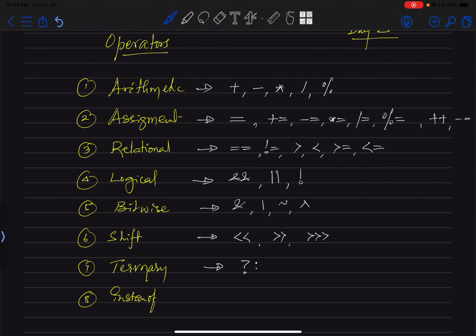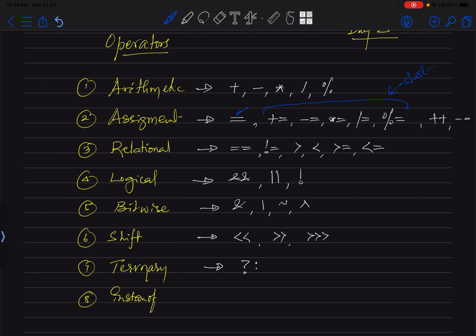Okay, let's move on to the assignment operator. A simple assignment operator that we have already seen is equal to. Whenever we are assigning a value to a variable, we will use it. But then we have some shorthand operators like plus equal to, minus equal to, multiplication equal to, division equal to, and modulo equal to. These are generally called shorthand operators.